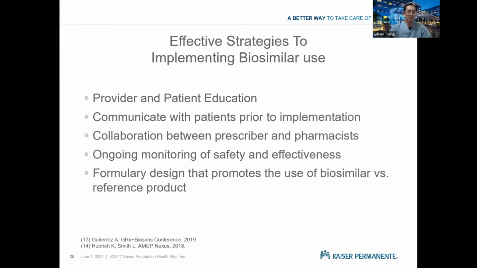So a lot of this really comes down to education and understanding. I see Robert reacting that you guys are here to learn about this, and hopefully be able to start being more comfortable using this. And communication with patients prior to implementation is also important. Collaboration between the prescriber and the pharmacist is helpful, and continuing ongoing monitoring of safety, effectiveness, and formulary designs, again, promoting the use of biosimilars versus the reference product.